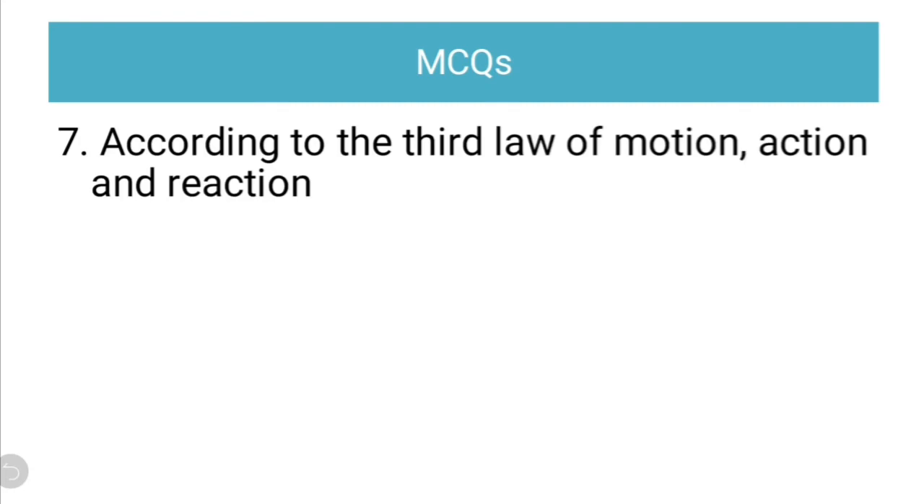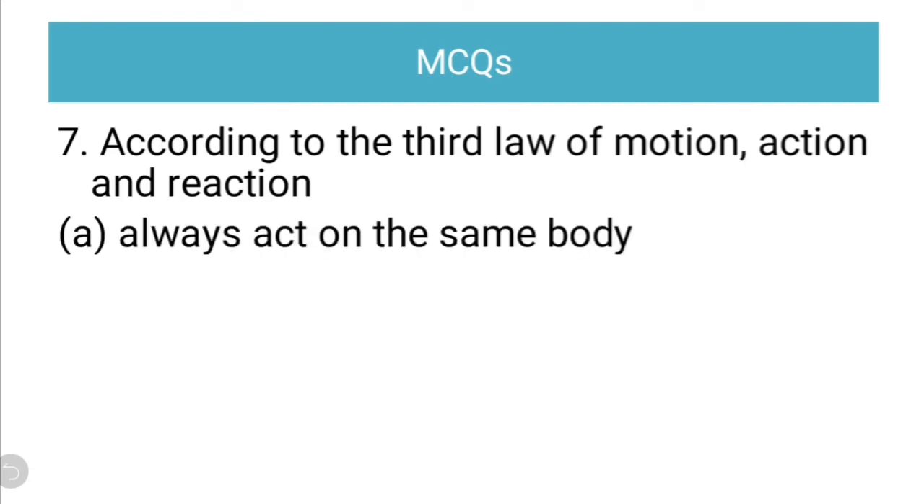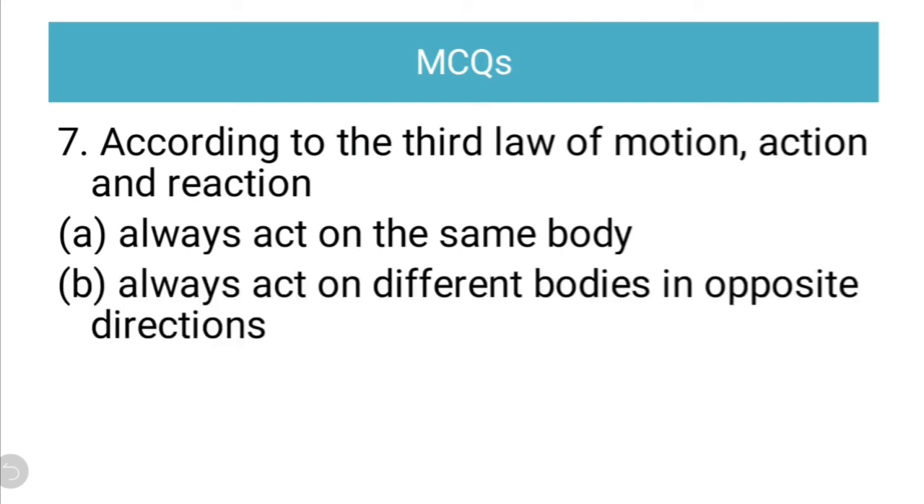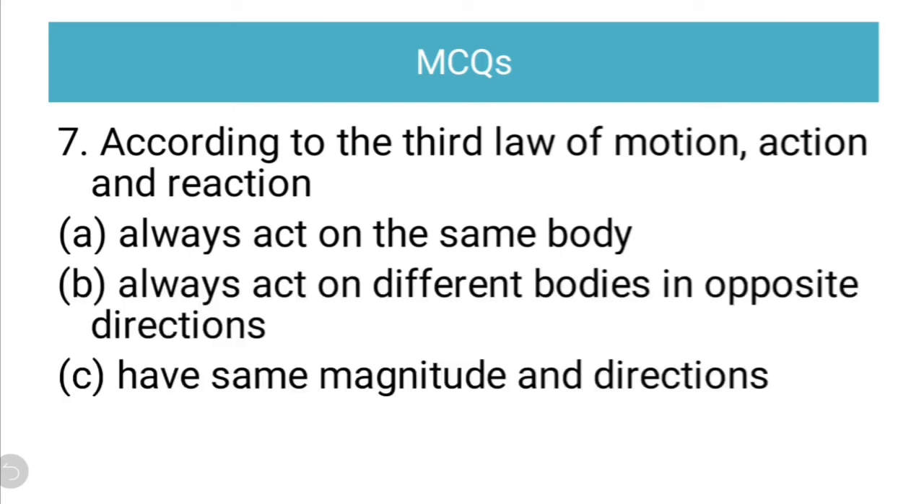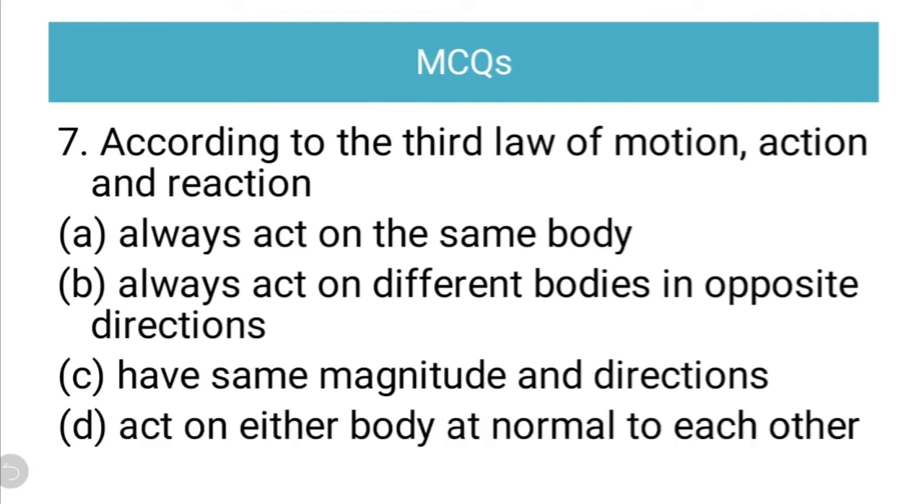Next question, question number 7. According to third law of motion, action and reaction always acts on the same body, always acts on different bodies, in opposite directions, have same magnitude and directions, acts on either body at normal to each other. Now the correct for this is it always acts on different bodies, because if there are two bodies A and B, then A will apply force on B and B will apply force on A, and also direction is opposite. So the correct option should be B.